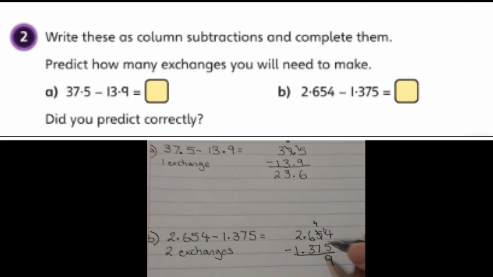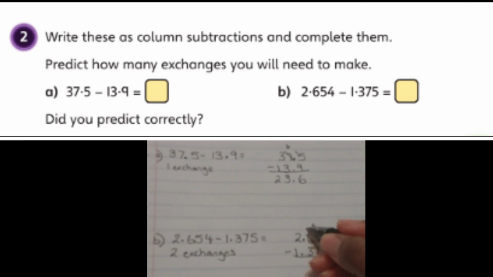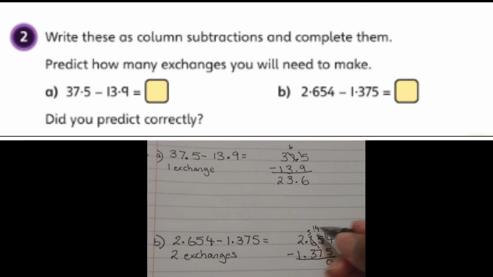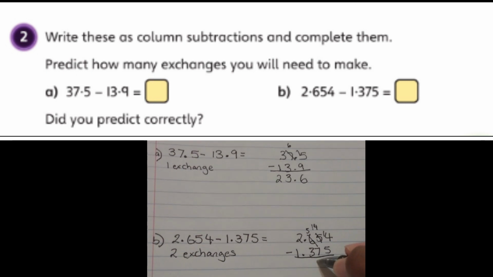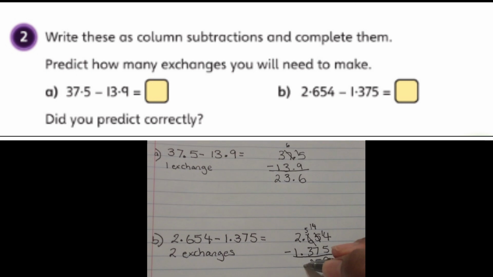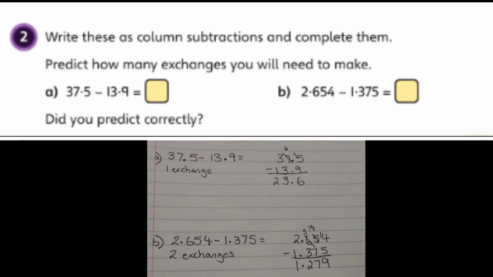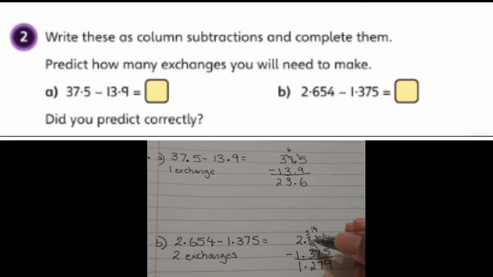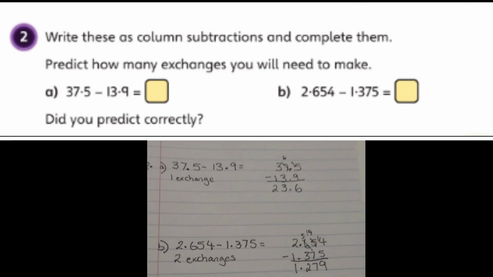4 take away 7, can't do it. So I steal, this turns to a 5, and this becomes 14. 14 take away 7 is 7. 5 take away 3 is 2. I put back my decimal point. And 2 take away 1 is 1. So I was right. There are my 2 exchanges, and there's my final answer.